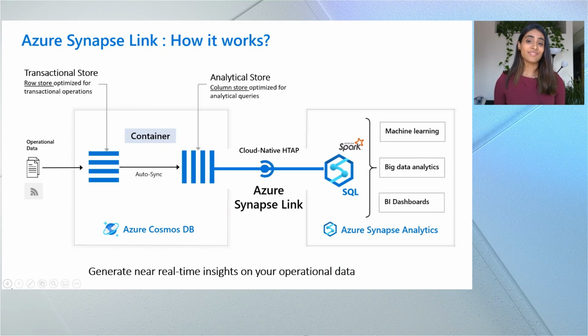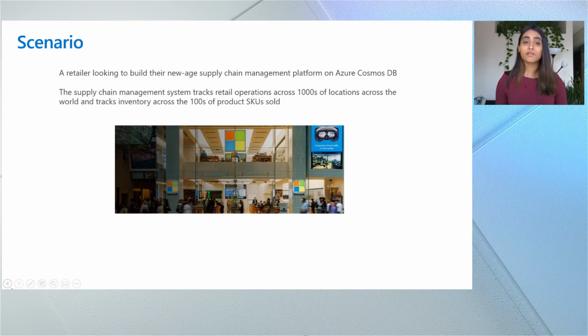So all of you must think this is great, but how does it work? So let's jump into a demo. For today's demo, we've taken a retail scenario. For this particular scenario, we have a retailer who's looking to build a new modern-age supply chain management system on top of Cosmos DB. This supply chain management system tracks retail operations across thousands of stores around the globe and also tracks inventory sold across hundreds of product SKUs.